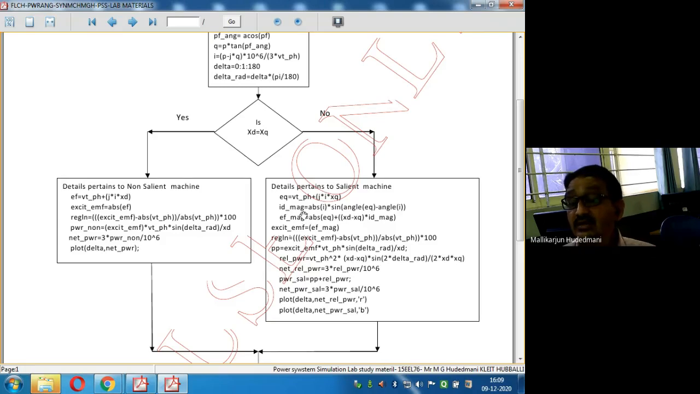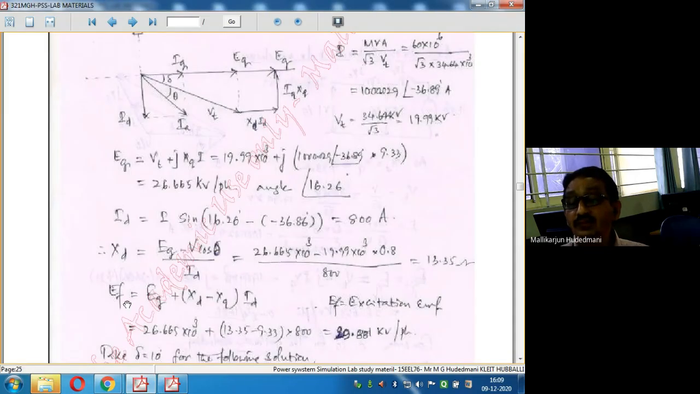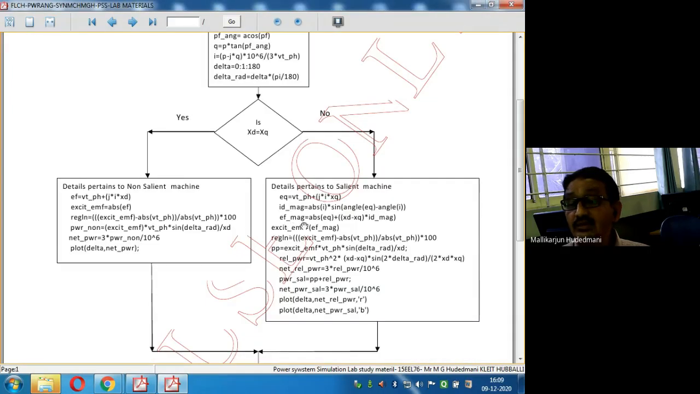Once I get ID, once I get EQ, I am in a position to calculate the excitation EMF, magnitude EF, equal to EQ plus the difference in reactances, XD minus XQ, into ID. It's the same thing we have done here. Excitation EMF is equal to EQ plus XD minus XQ into ID. This equation is directly programmed. You can see EF magnitude equal to EQ plus XD minus XQ into ID. So once I program this, I will be getting the excitation EMF.